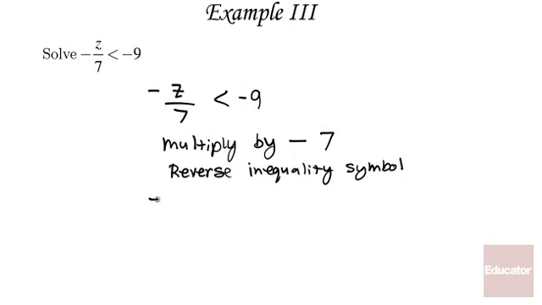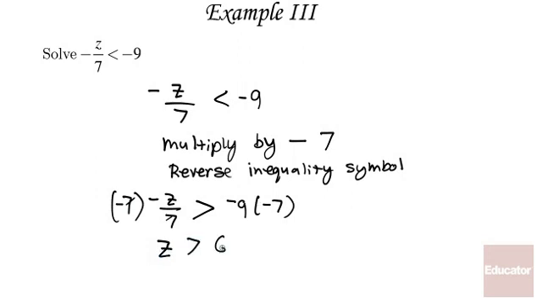Okay, so I've got negative z divided by 7, and what I want to do is multiply that by a negative 7. Negative z over 7 times negative 7. So instead of less than, I've got greater than. Negative 9 times negative 7. My negative 7's cancel out, giving me z is greater than 63. Now I originally had less than. I reversed it and got greater than, but these two have the same solution set.